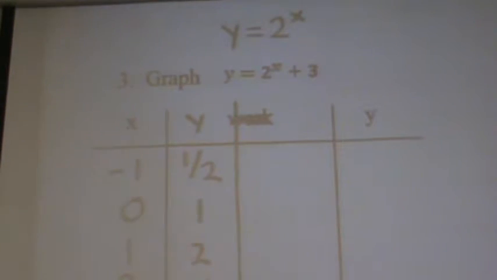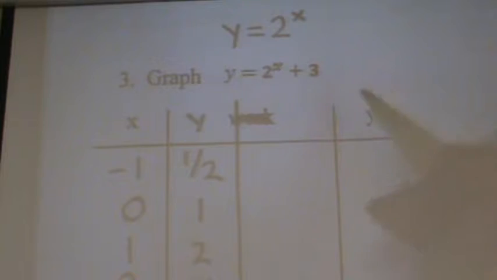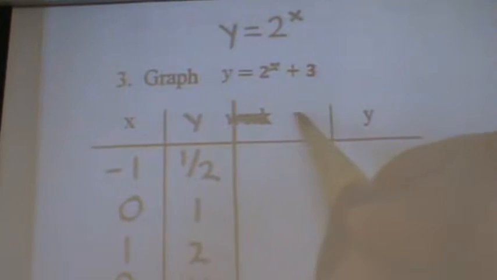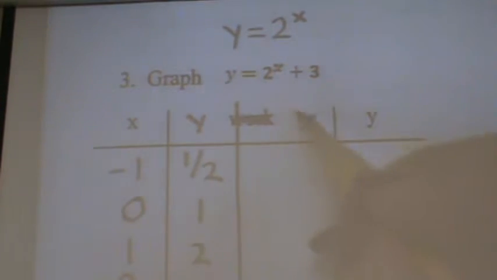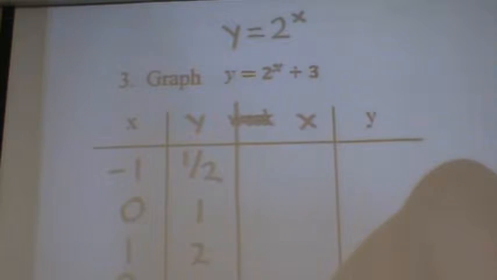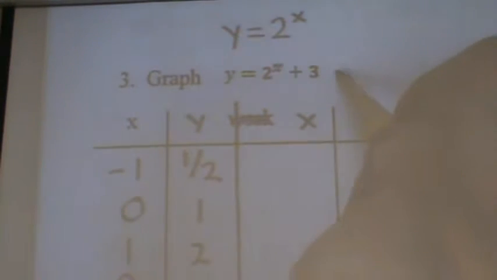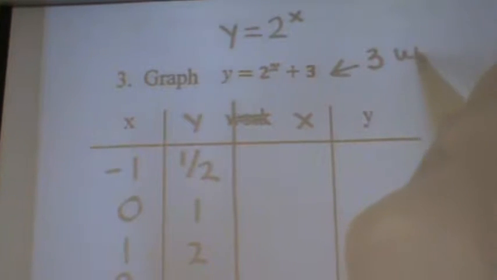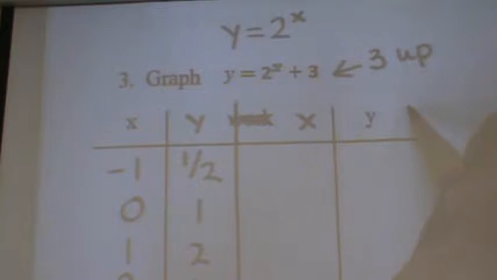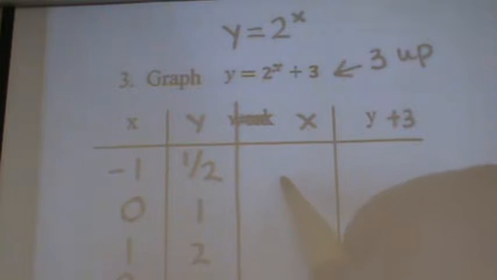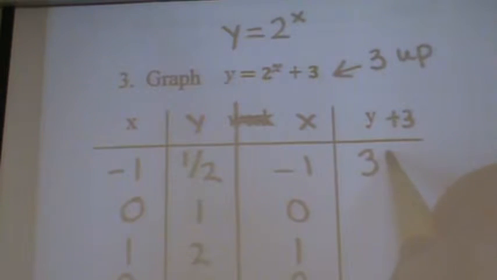Now can you tell me what the transformation is here? I'm just going to do x and y. What would you do to this table of values? You'd add 3 to the y's. This is a shift 3 units up, which means you take your y values and add 3 to them. What would happen to the x values? They stay the same. And what happens to your y values? You add 3 to them. 1/2 plus 3 is 3 1/2.